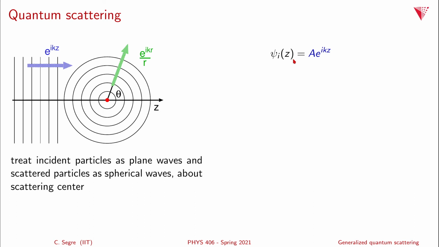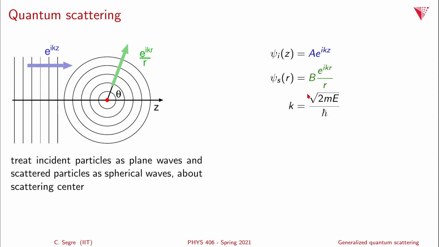The scattered particles we want to treat as spherical waves. Let's assume that you have a scattering center, which is sort of a point source, and the scattering is spherically symmetric about that point source, and we can write that spherical wave as psi scattered of r, because now it's spherically symmetric, is equal to b e to the ikr over r.